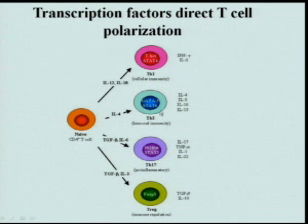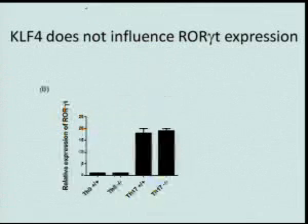So we started thinking about the role of KLF4 in this particular differentiation of naive T cells towards the Th17, and the canonical transcription factor that's generally considered to be required for Th17 in mice, ROR gamma T, and thought that perhaps there was an effect of KLF4 on the expression of ROR gamma T.